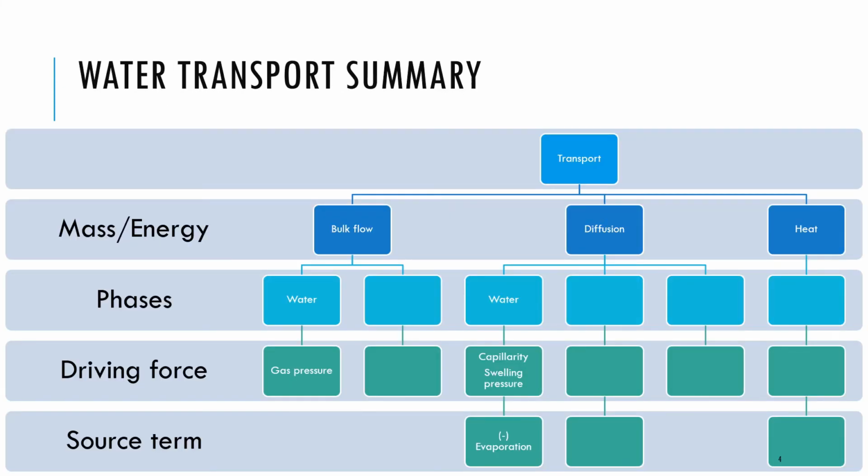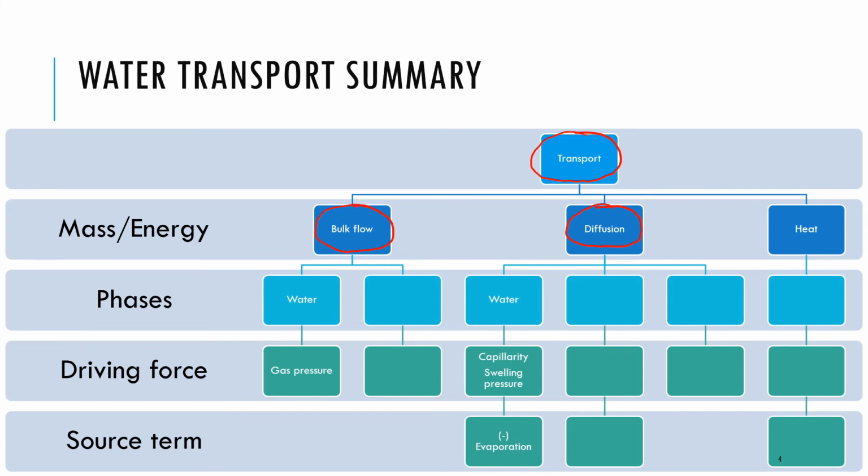So this map or flowchart is going to try to summarize the water transport. Now, since this kind of map or chart has not been introduced before, let me spend a little bit of time explaining the chart. So transport of water in this case can be as bulk flow or as diffusion.